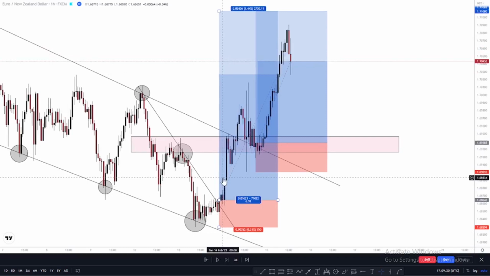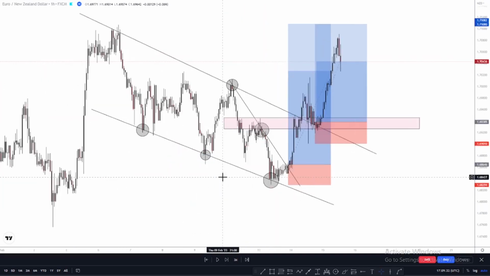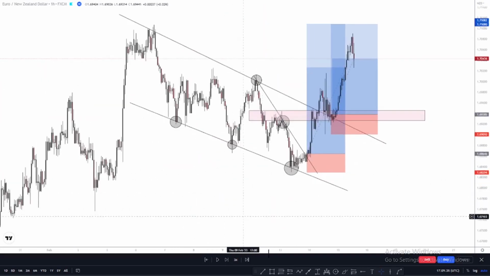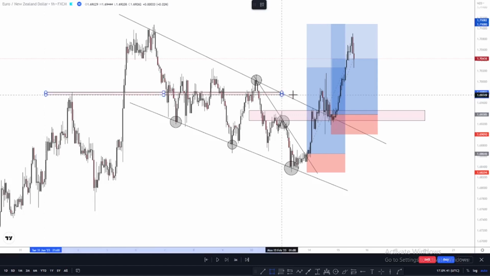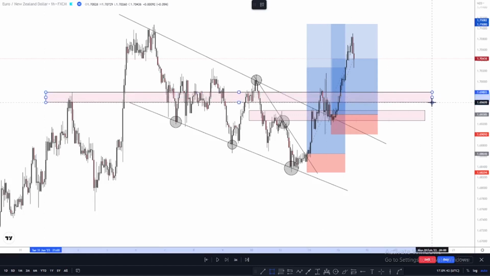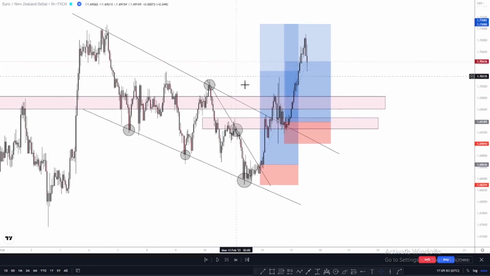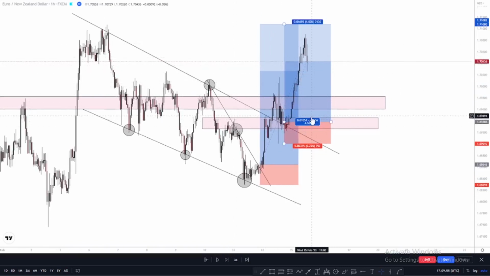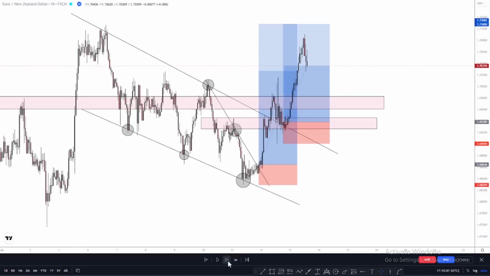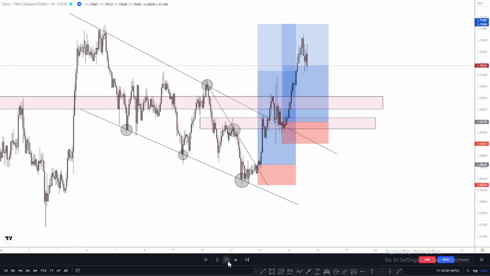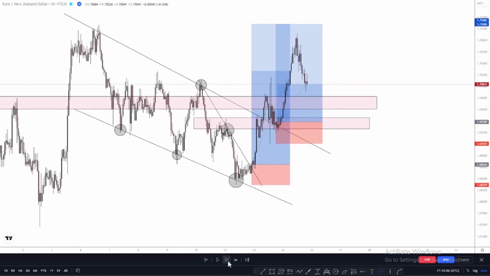Alright, so now let's come back to our third entry. Remember I talked about this resistance, right? That we'll also be waiting for price to come back to retest this resistance right here. Good. So now all we need to do is wait for price to come back and retest our resistance as a support. Let's see if price came to retest it as a support.